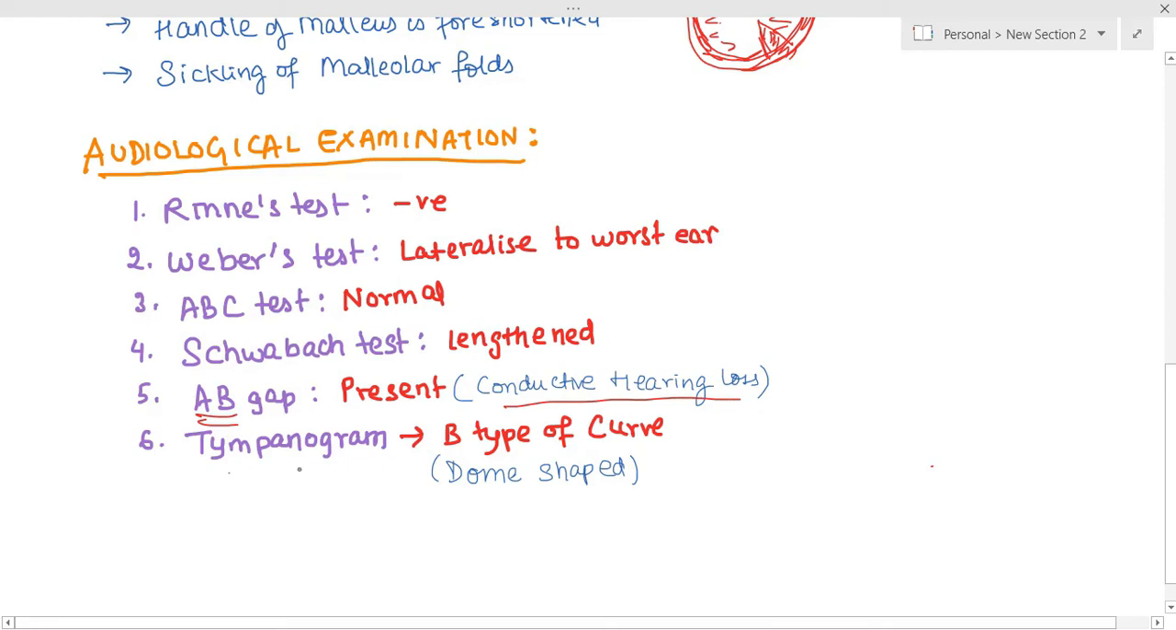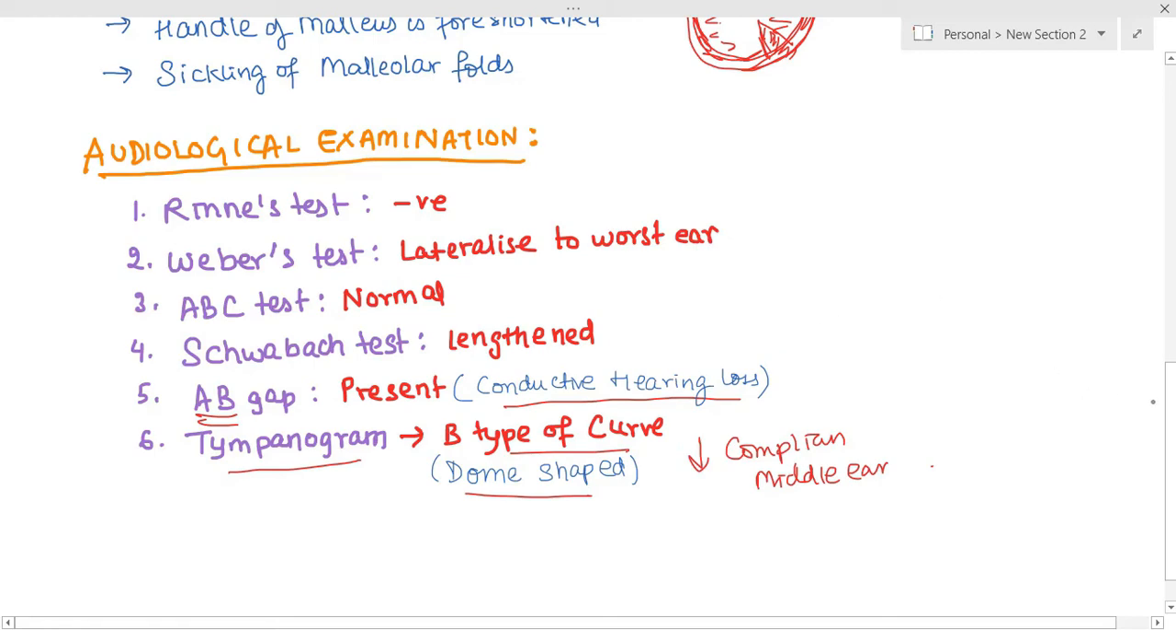Okay, on tympanogram, we get a B type of curve, that is a dome-shaped curve, which suggests decrease in both the compliance and the middle ear pressure. Okay, it is characteristic of serous otitis media. So these are the presentation.